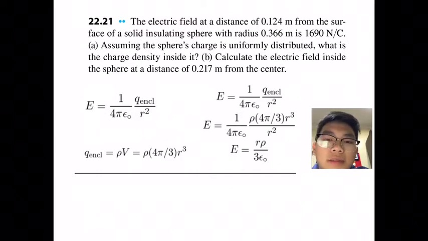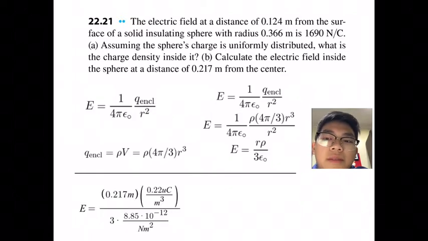Finally, we can substitute our factors and we'll end up with E is equal to 0.217 meters multiplied by 0.22 microcoulombs per meters cubed, divided by 3 times 8.85 times 10 to the negative 12. After this, we end up with our final electric field, which is 1,798 newtons per coulomb.